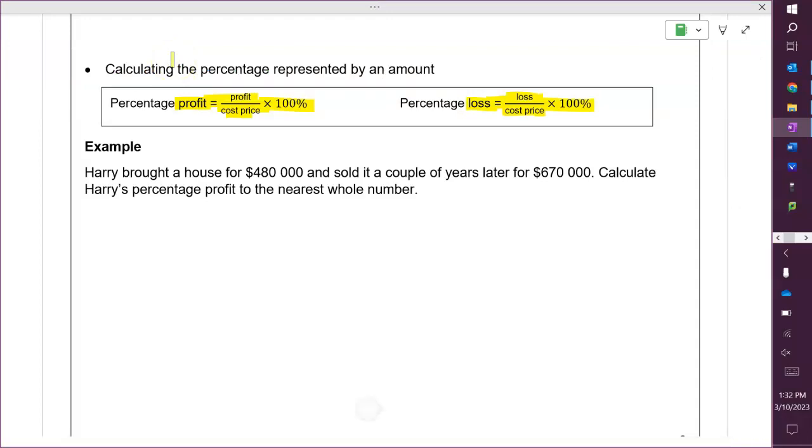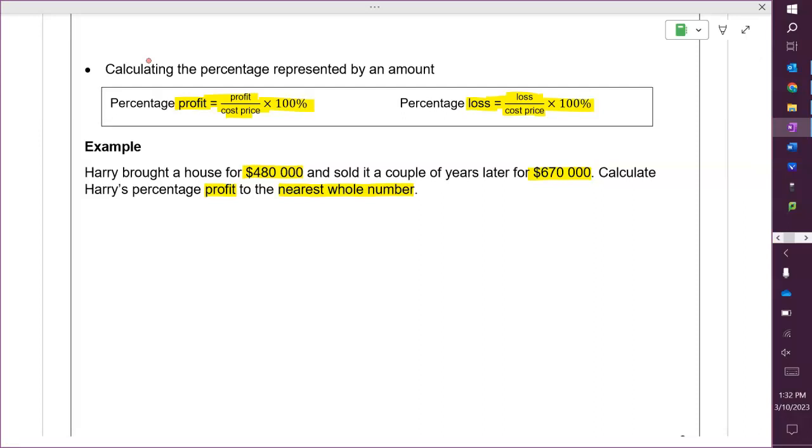So Harry bought a house for $480,000 and sold it a couple of years later for $670,000. Calculate the percentage profit to the nearest whole number. So they're the really important things that we need from that question. So the first thing we're looking at, we can see that this is what he bought it for, $480,000, and he sold it for $670,000.